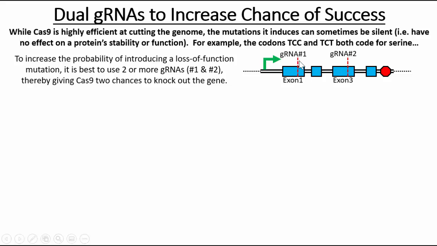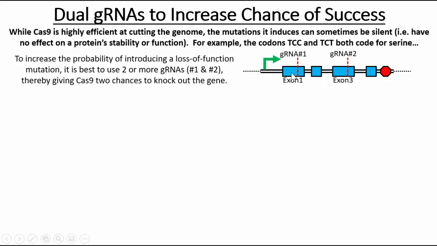So for example, I might design one guide RNA that tells Cas9 to cut in the first exon of the gene, and then a second guide RNA that cuts in the third exon here. Now, why would I do that? It sounds like more work. Well, it is more work, but it also increases our chances of getting a mutation in this gene that actually disrupts its function.